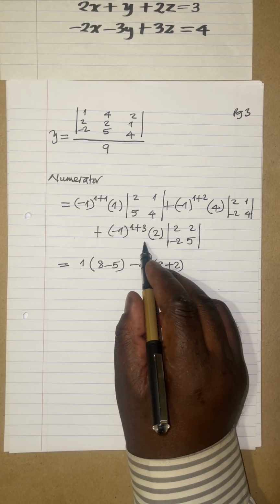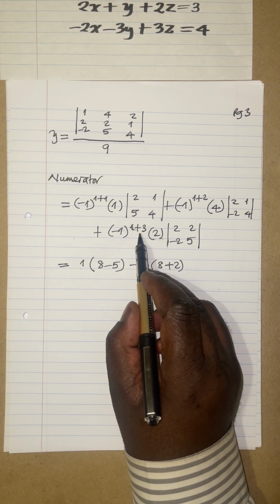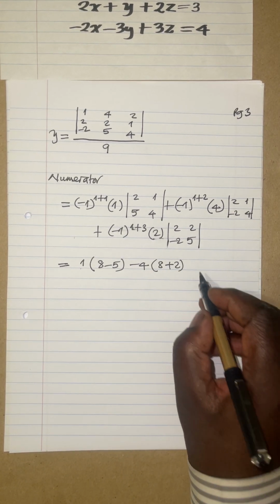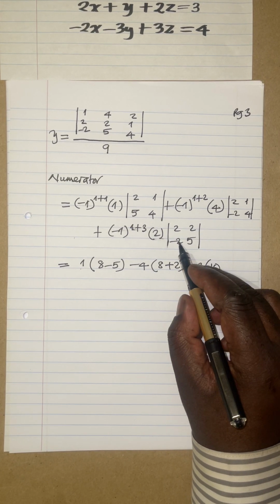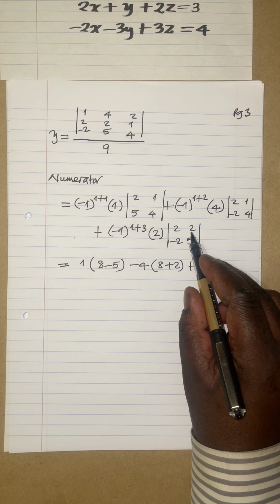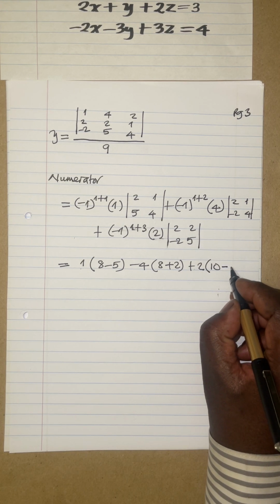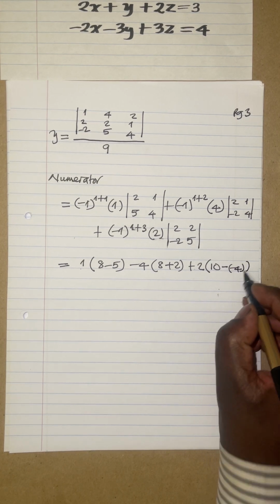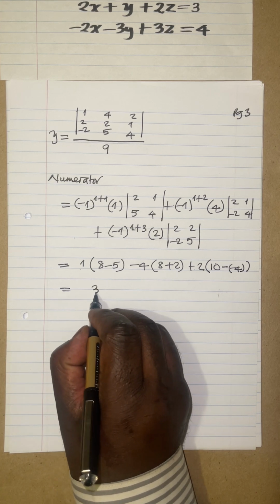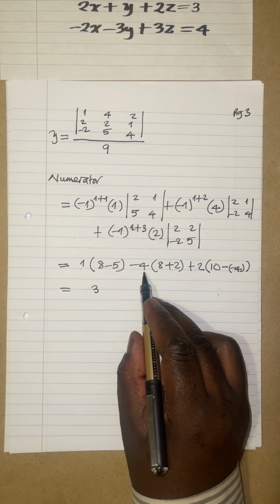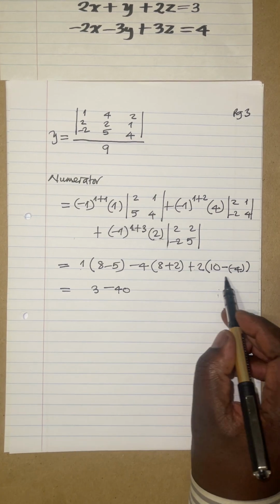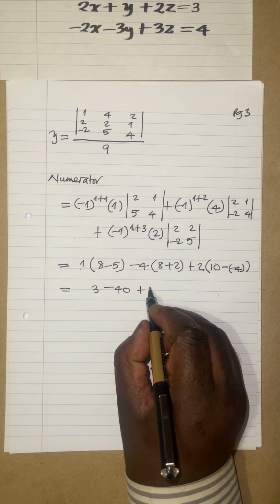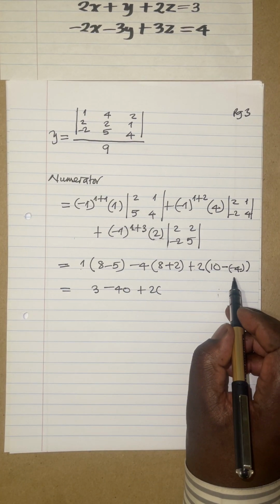Right. And then we end up with this one here. Minus 1 to the power 4 is positive 1. Times 2 is positive 2. And then multiply by 10. Minus 2 times 2 is minus 4. So we're saying minus 4, like that. So this is going to be 3. And then this is 10 times 4, which is minus 40. And then this is going to be plus 2 times, that's 14.